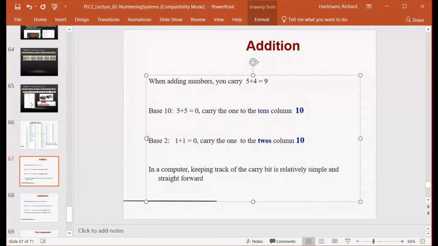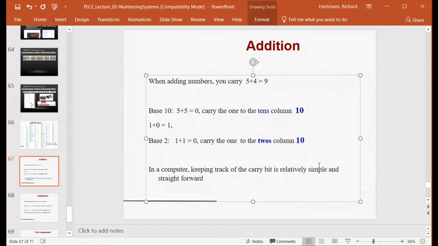But in binary, you only have a 0 and a 1. And so in binary, when you're adding, 1 plus 0, of course, is just 1. But now when you try to do 1 plus 1, you're not allowed a 2. The number 2 is not valid in the binary numbering system. So for 1 plus 1, you have to put a 0 in the ones column, and then you carry over and put a 1 into the twos column.